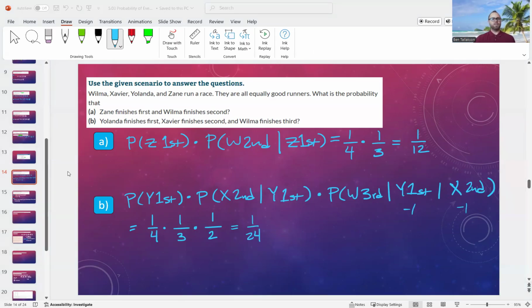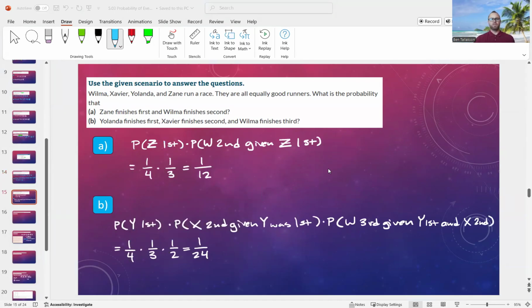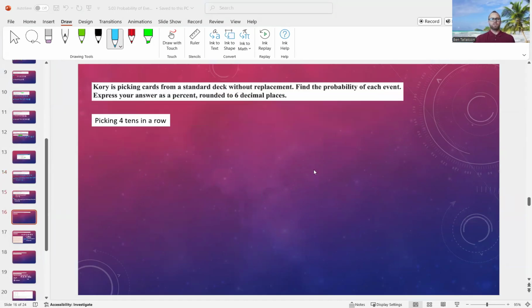Conditional probability, meaning things depend on other things, right? Prime example here with the race. Okay. You've learned everything you need to learn today. Now it's time to practice.